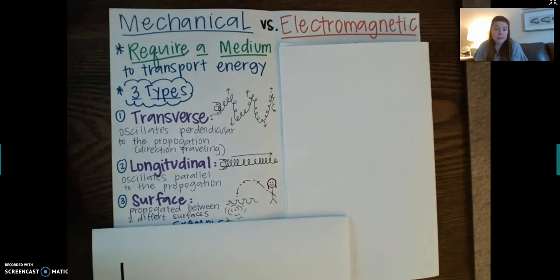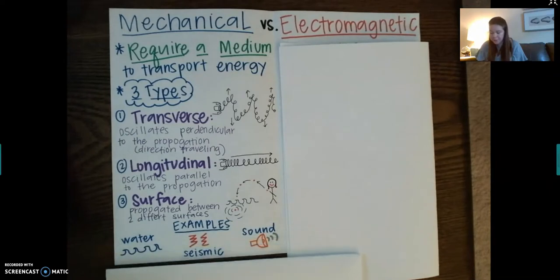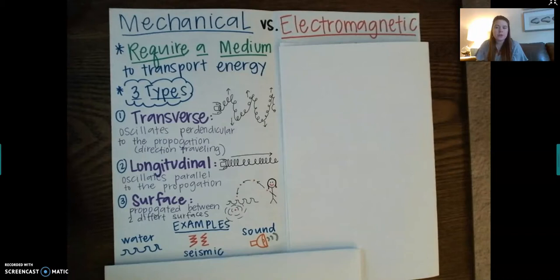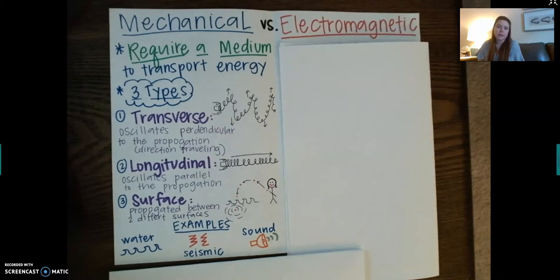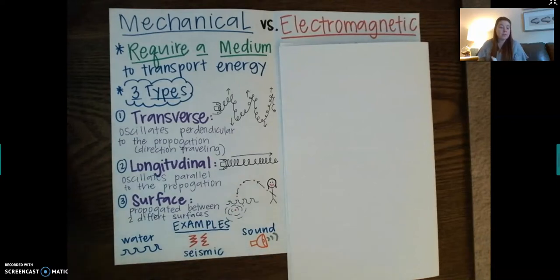Some examples of mechanical waves are going to be water, seismic waves, which are used to measure earthquakes, and sound waves, which we've already talked about. All three of these are distinctly different from one another, but are all examples of mechanical waves. If you need to pause the video here in order to write this down, please do so.